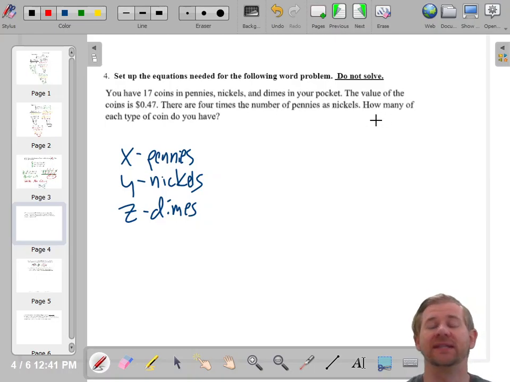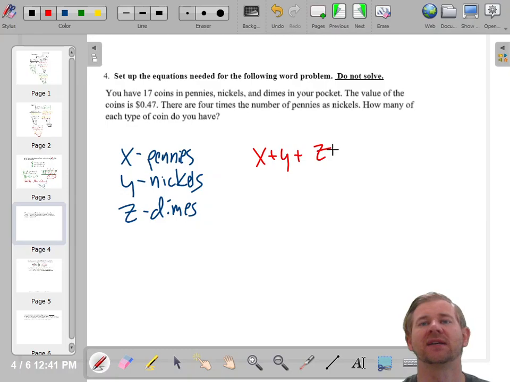You have 17 coins. It doesn't matter what they're worth. X plus Y plus Z equals 17. You might have 17 quarters. You might have 17 pennies. Well, you don't have any quarters, never mind. Dimes or pennies, but you don't have any more coins than that. You have 17 coins, so it doesn't matter what they're worth. You have 17 coins in your pocket. The value is 47 cents, okay?